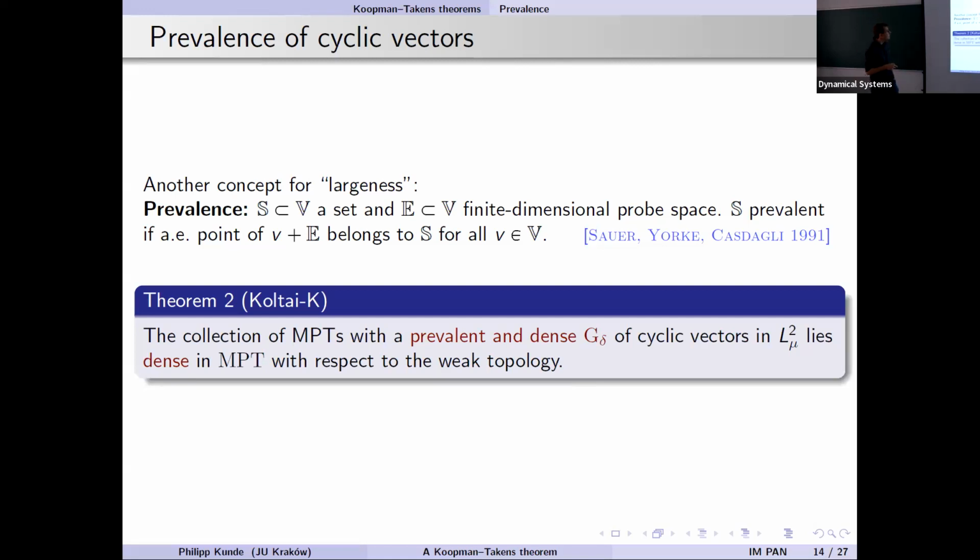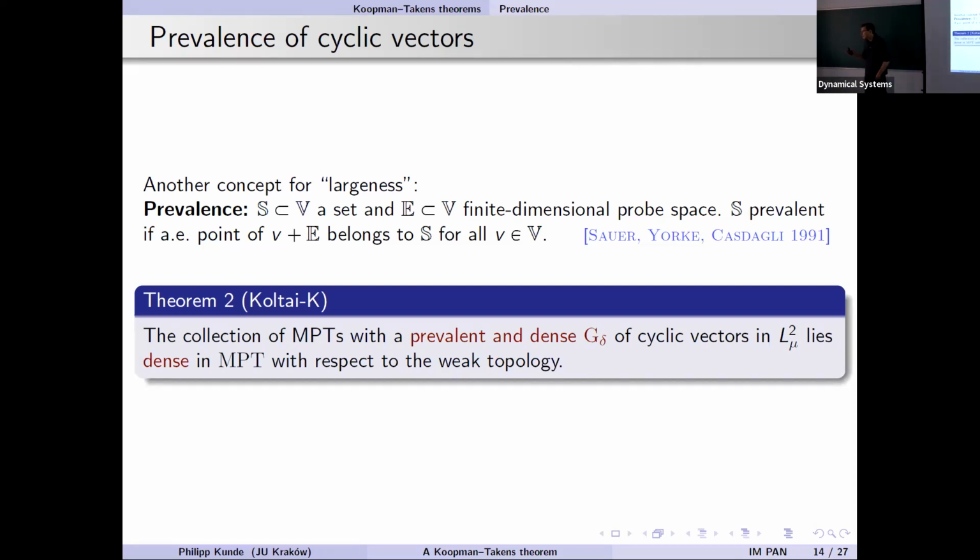If you are in a vector space, you take a set S, and E is a finite dimensional so-called probe space. Then S is called prevalent if for almost every point of V plus the finite dimensional probe space, this belongs to our collection S that we are looking at, for all base points V. Basically, the set is called prevalent if we are able to find such a finite dimensional probe space E, such that if you look at any point V and you look at the sum of V plus this probe space E, then almost every point in this space belongs to your set S.